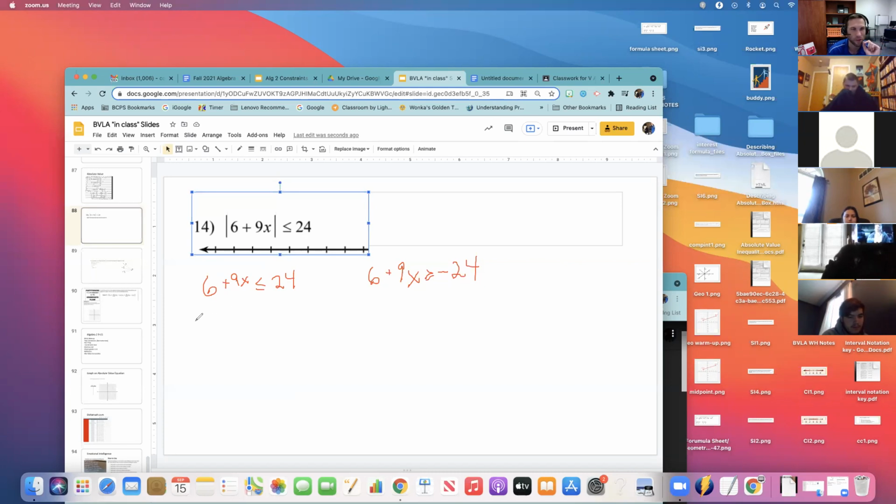Okay. All right. So PEMDAS or reverse PEMDAS, we're going to cancel this out, and that's going to be 9x and 18, and then divide by 9. And this is going to be x is less than or equal to 2. And then right here is the same thing. It's the same, minus 6, divided by 9. This is going to be negative 30 now.